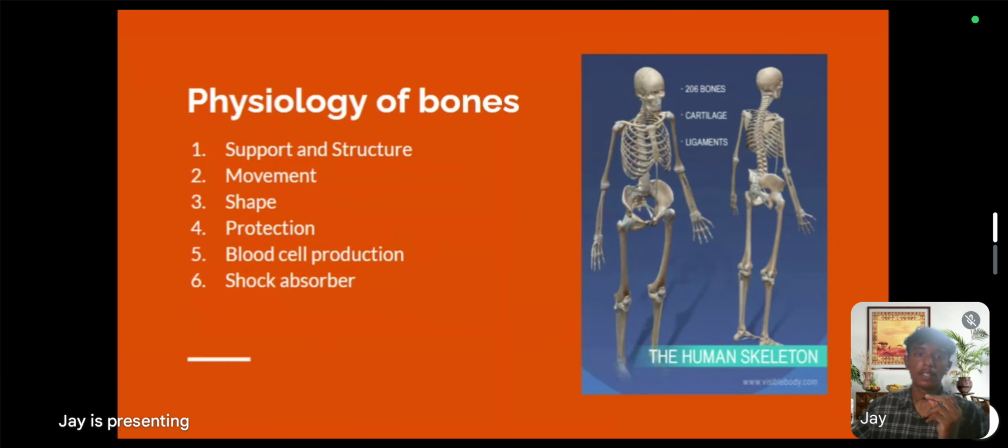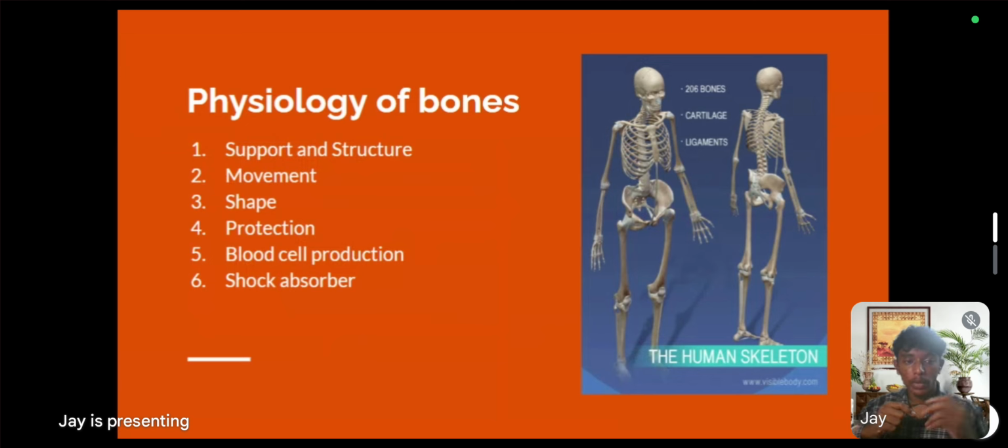Next, physiology of bones. So in the physiology of bones, firstly we have support and structure. Bones form a rigid framework of the body, providing shape and support to the tissues and organs. They maintain posture and act as a base for soft tissue attachment.